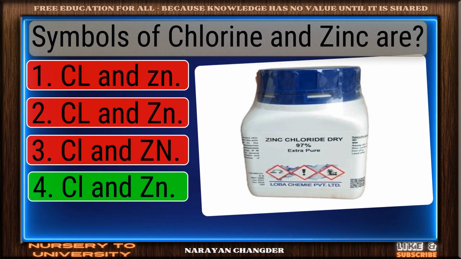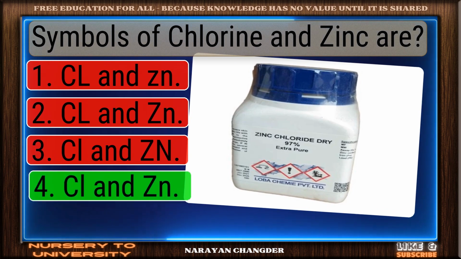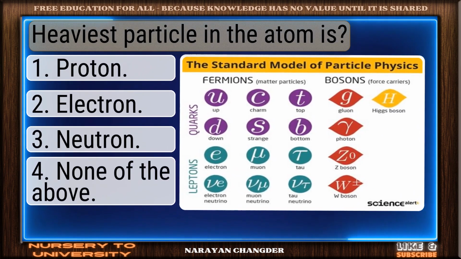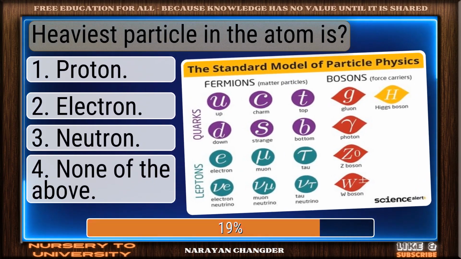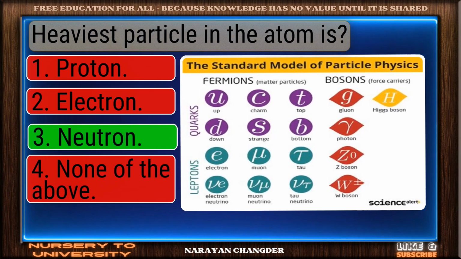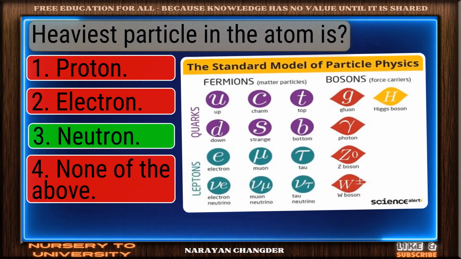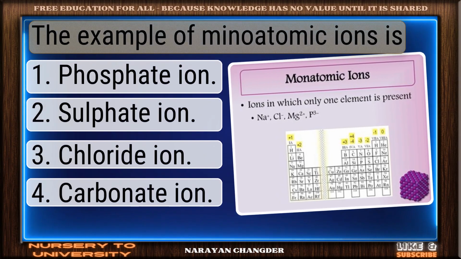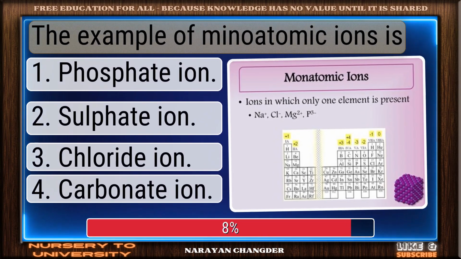You're right. Cl and Zn is the correct answer. Question number 223. Heaviest particle in the atom is? Good job. Your answer, neutron, works well here. Question number 224. The example of monoatomic ions is?